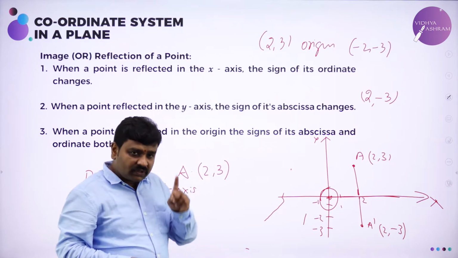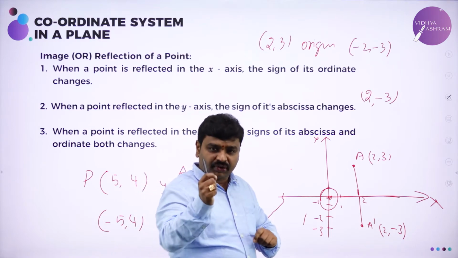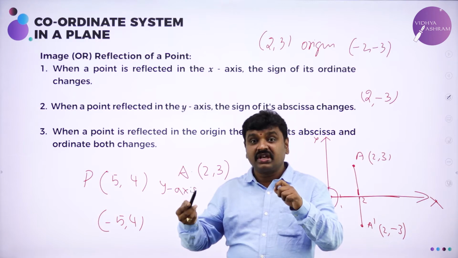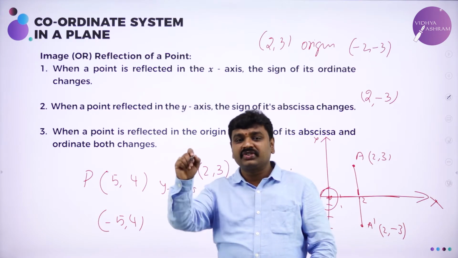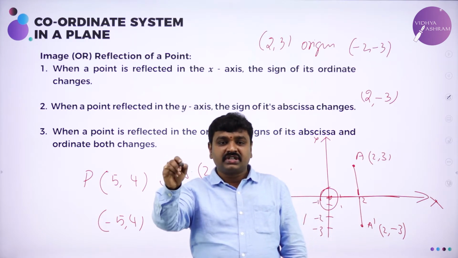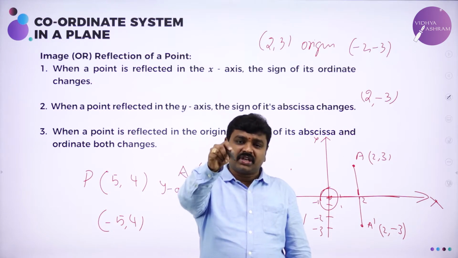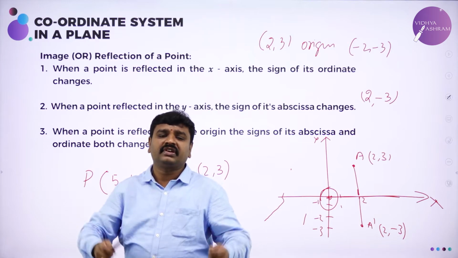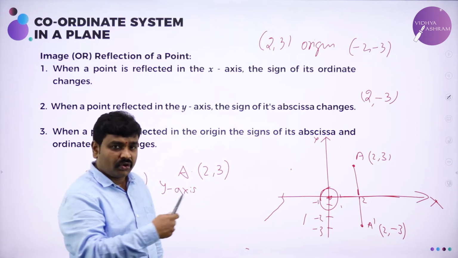Now, reflection or image. If I give any point, the image with respect to the x-axis means change the sign of the y coordinate. Image with respect to the y-axis means change the sign of the x coordinate. Image with respect to the origin means change the sign of both the x coordinate and the y coordinate. That's it. Now we'll go ahead with problems.